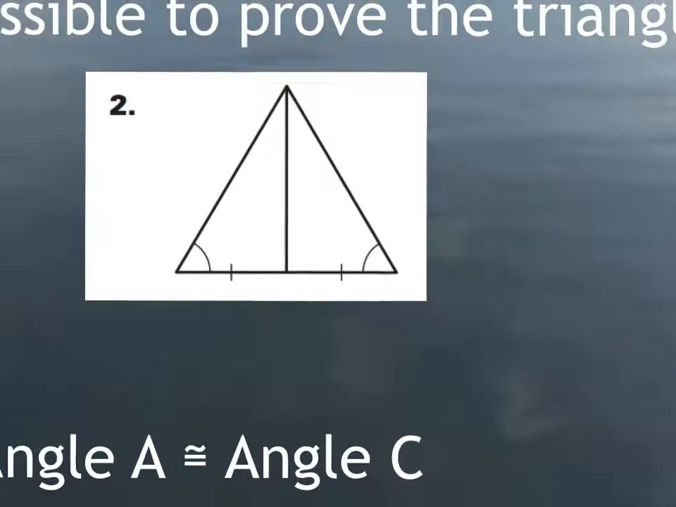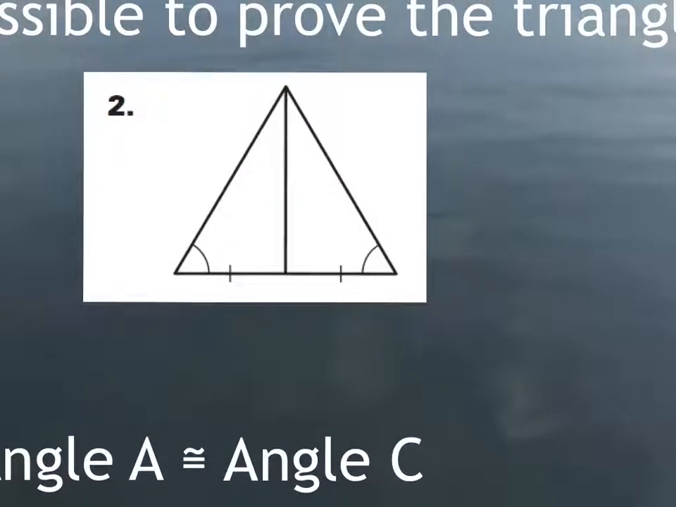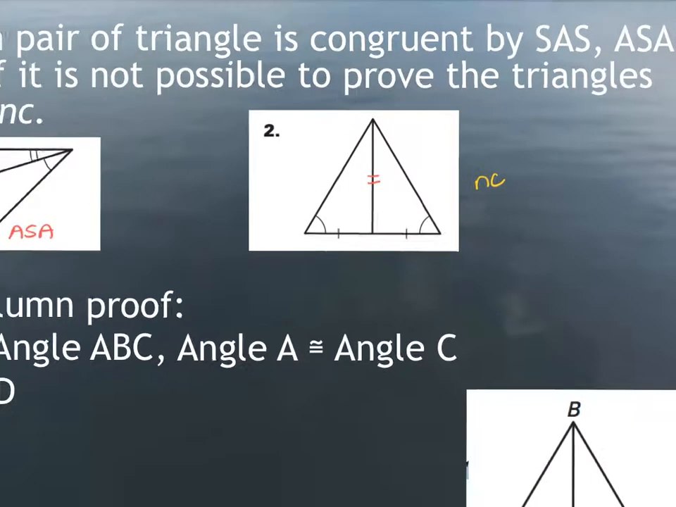2 looks like this. Again, you've got what? Another reflexive side, okay? So I've got 1 angle, and it's the non-included angle, and then 2 sides. Are these congruent? No. This would be an NC, not congruent, okay? Remember, there's no such thing as side-side angle.